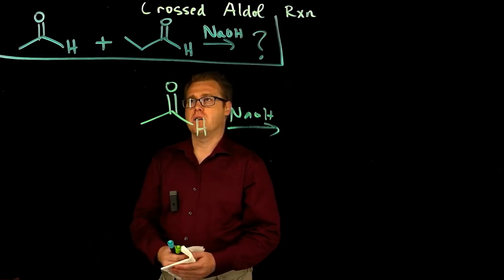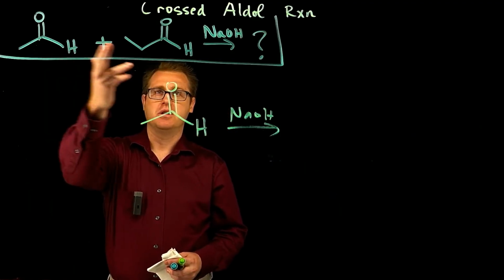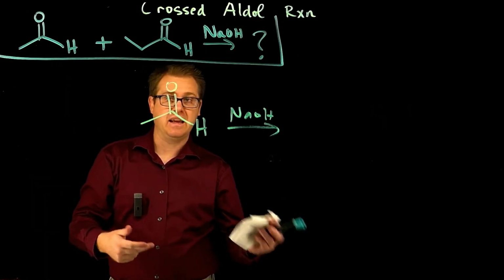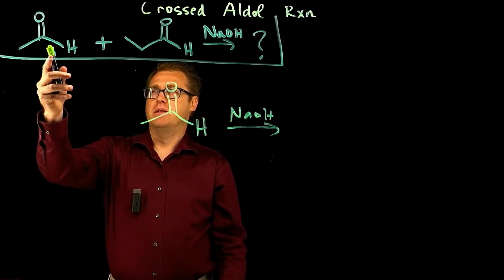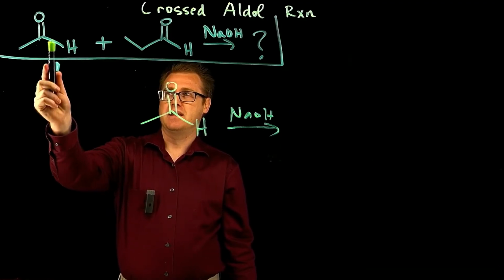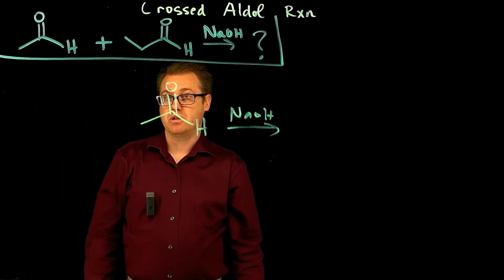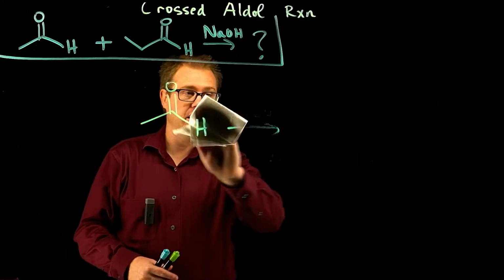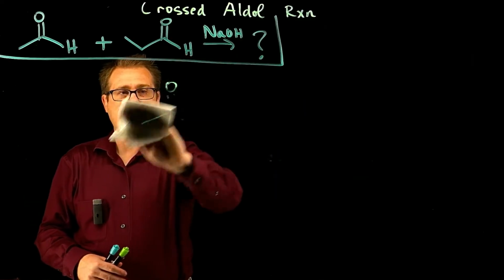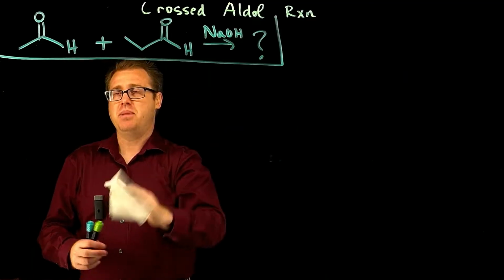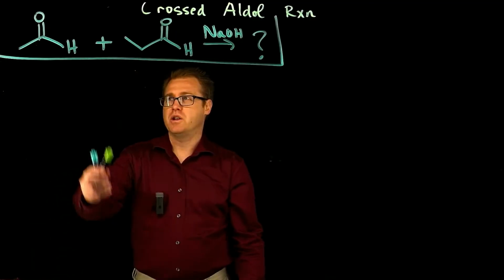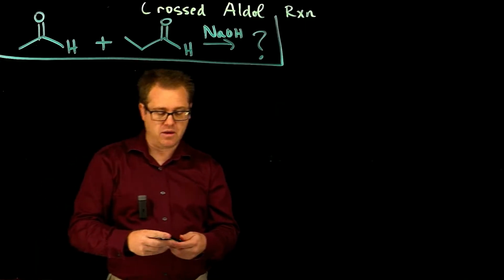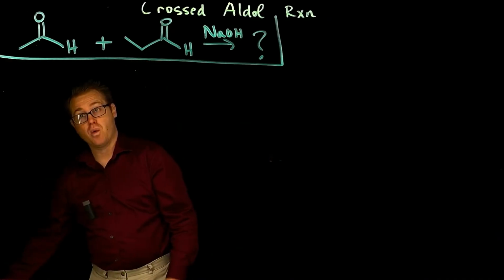A crossed aldol reaction is where you have two aldehydes or two ketones or an aldehyde and a ketone, but they're not the same. You can see that this and that don't look the same. So what is the product or products going to be? To answer that question, it all depends on which alpha proton is deprotonated, or another way of saying it, which enolate is formed.